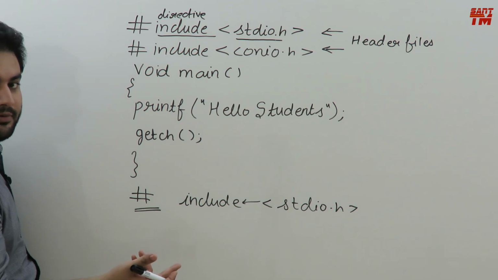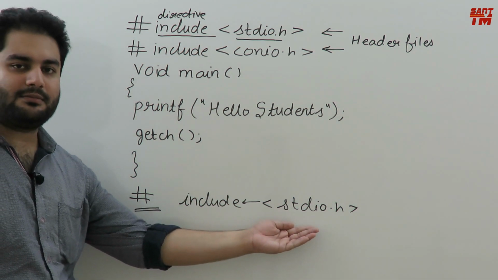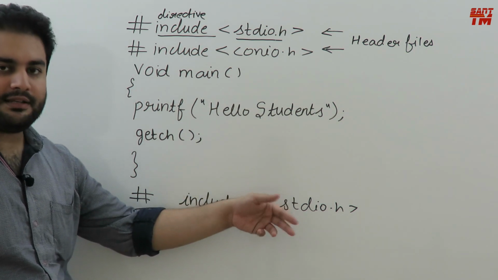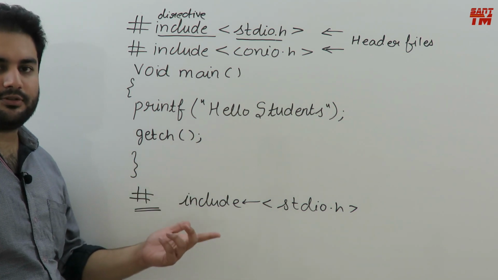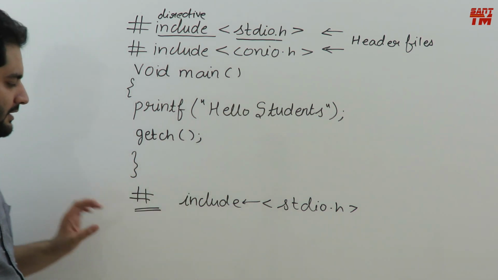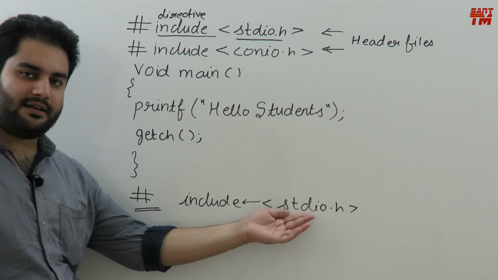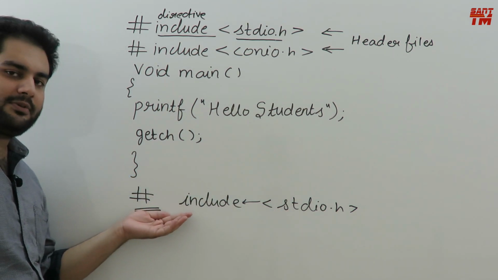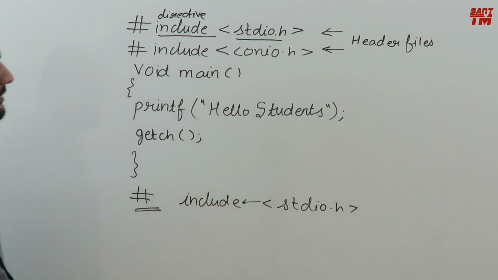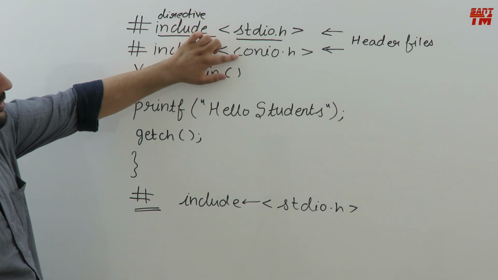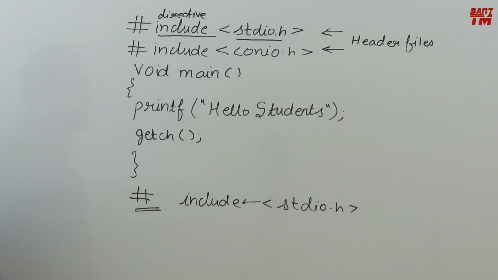Now why pre-process this? Because some of the functions or methods that have been declared in this file will be used in our program. What those methods and functions are, we will see later on. First of all, be clear with this statement. This is saying include this header file and pre-process it. Why? Because maybe later in our program this header file might be used. Similarly, conio.h is also included and pre-processed so that it can be used in our program.